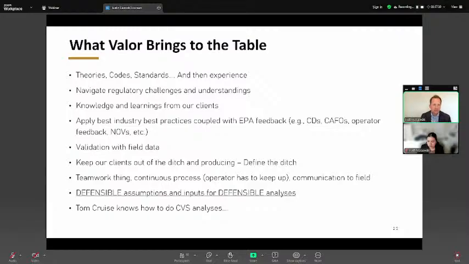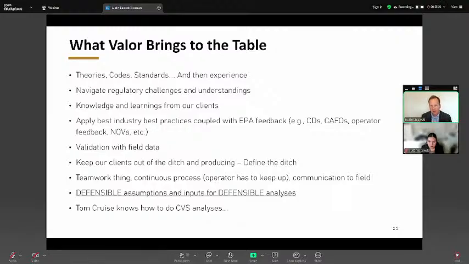But what Valor does differently, and what we bring to the table that helps us to understand the CVS, is that we're able to take all these theories, all these codes and standards, and then layer on the experience. The experience being validating all these models to the field. Models are only as good as their inputs: junk in, junk out. We have all these regulatory nuggets, consent decrees, CAFOs, all these notices of violation that we're able to piece together through our clients, and we pile on all these learnings and say, okay, from a regulatory standpoint, this is really how we need to be looking at it, because this is how it's being scrutinized.